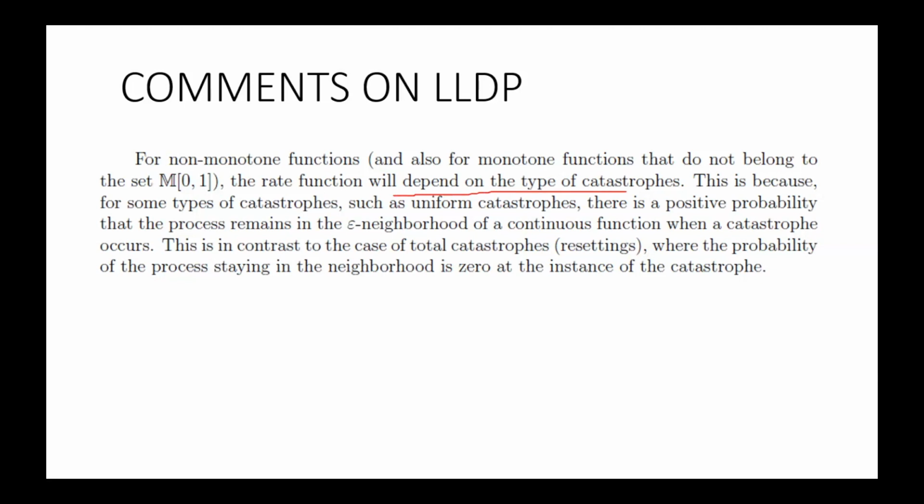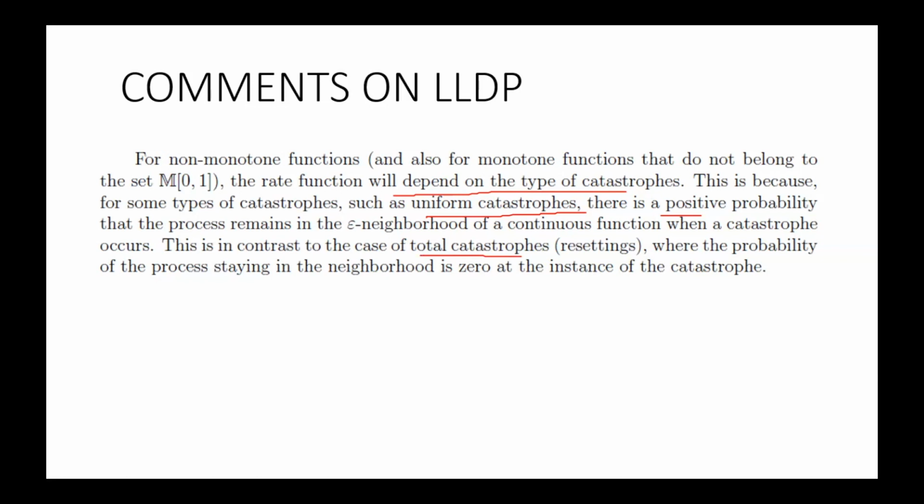I need to know the specific distribution of catastrophes. But it's not difficult to understand why. This is because for some types of catastrophes, such as uniform catastrophes or binomial catastrophes, there exists a positive probability that the process remains in the epsilon neighborhood of a continuous function. In contrast, with a total catastrophe, there is zero probability to stay in an epsilon neighborhood of continuous functions.